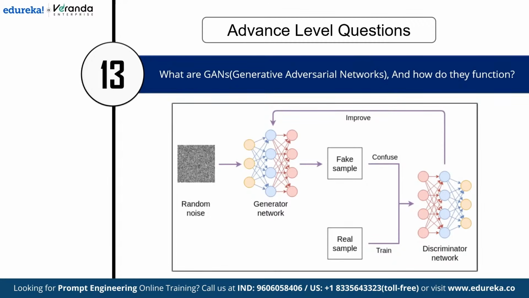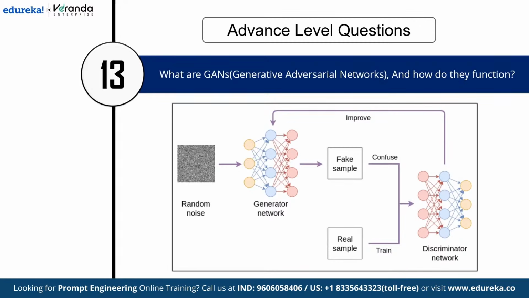So as you can see on the screen, this image shows the functioning of a generative adversarial network. It starts with random noise as input, which is fed into the generator network. This network attempts to generate a fake sample that resembles real data. The generated sample is then presented to the discriminator network alongside actual real samples from the training dataset. The discriminator's task is to classify each sample as either real or fake.